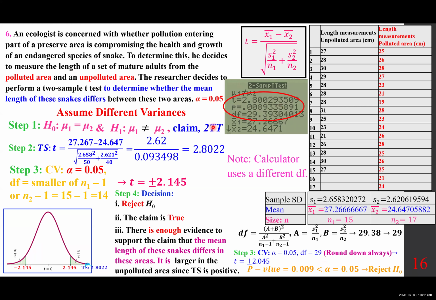Although the calculated result is different as far as the degrees of freedom is concerned, this one is the same, and the result, whether we use a table or a calculator, is the same.